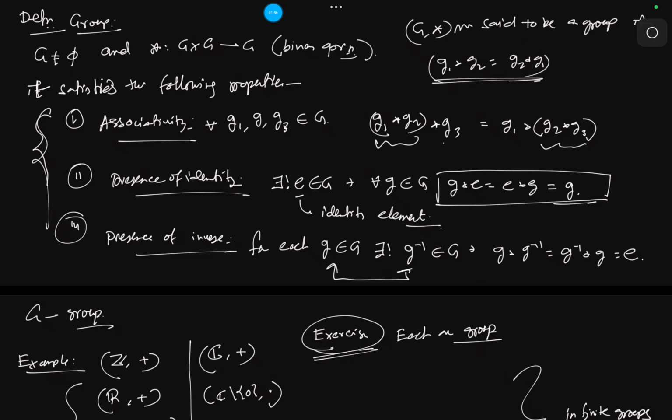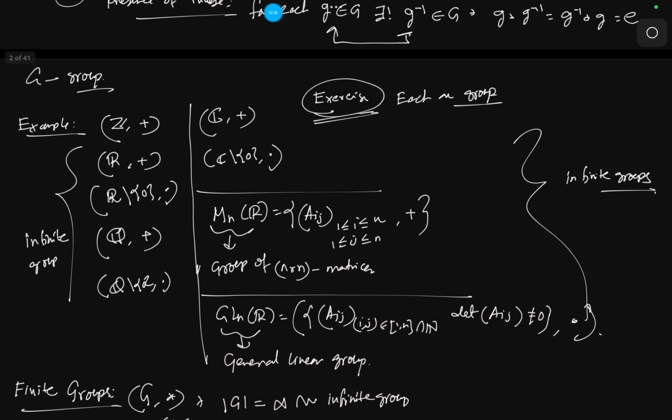And the presence of an inverse. That means for each small g in capital G, I have a unique g inverse. So the identity element is unique for all the elements in G, but the inverse is specific to the choice of our element. For whatever small g I choose, the g inverse is unique to that element. So g star g inverse is the same as g inverse star g, which is your e.